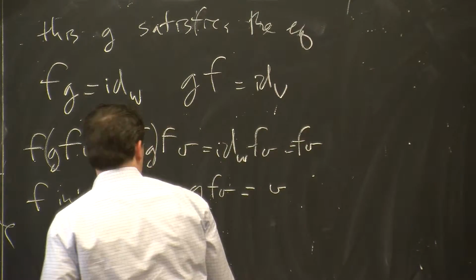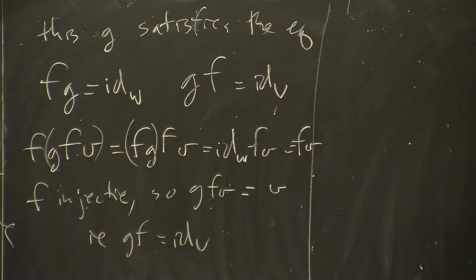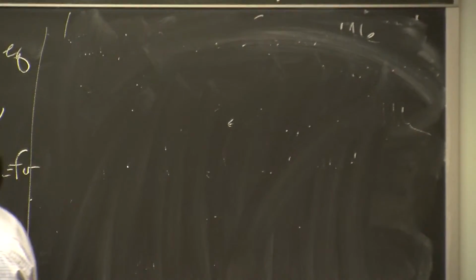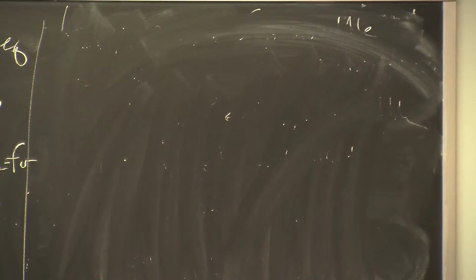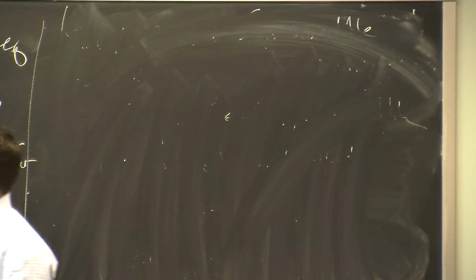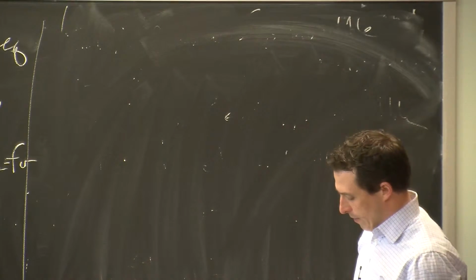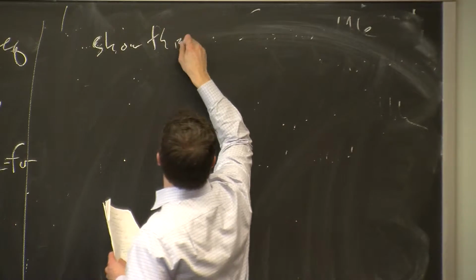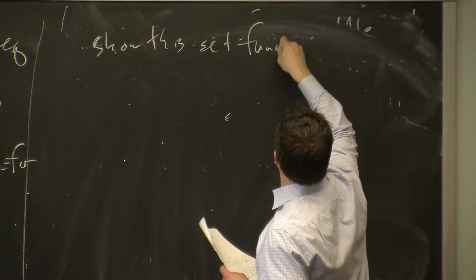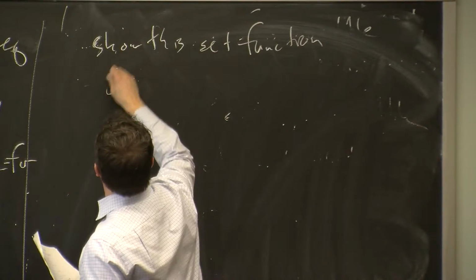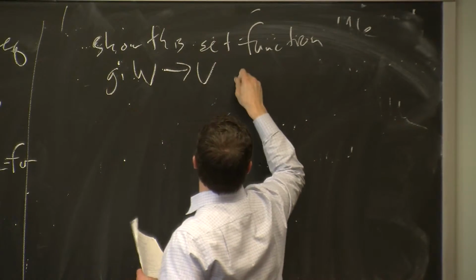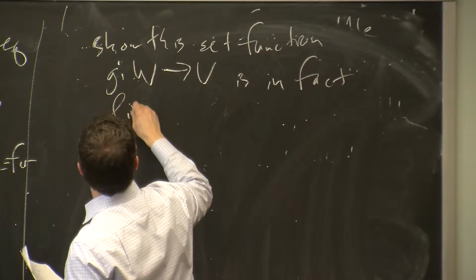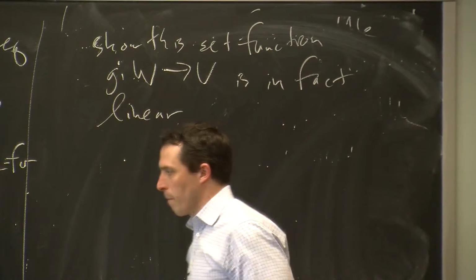Okay. So this is our set function. It satisfies the equations we would expect for an inverse function. And the only thing that remains to show is that it's linear, right? The way we defined it, we didn't talk about what it does to a basis or anything like that. And so we just have to make sure that this weird definition gives a linear function. That G from W to V is, in fact, linear. That's what we need to do now.